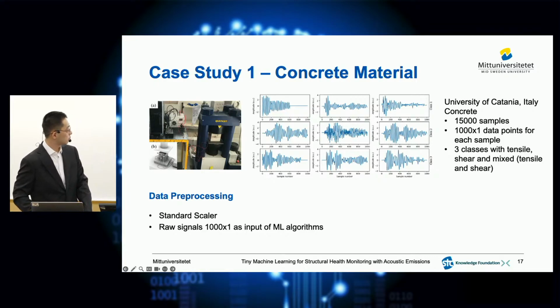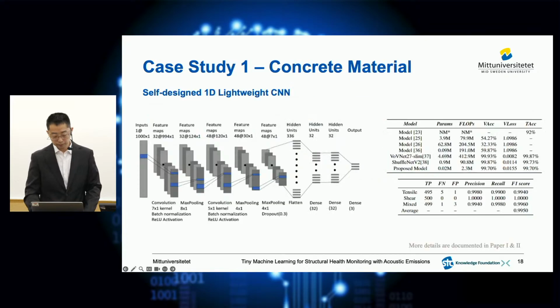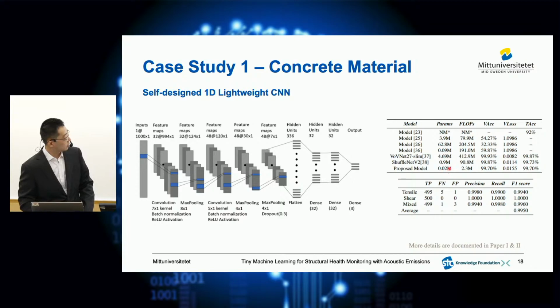For data pre-processing, we used a standard scaler, which removes the mean and scales features to unit variance. And then we use the raw signals, 1000 by 1, as the input for the algorithm. At the beginning, we designed a lightweight one-dimensional CNN. The structure can be seen on the left-hand side. What we want to emphasize is that our model, compared to the previous one-dimensional convolutional neural networks, has far fewer parameters and FLOPs, and at the same time we achieve a very high accuracy of 99%. That is quite good and acceptable.